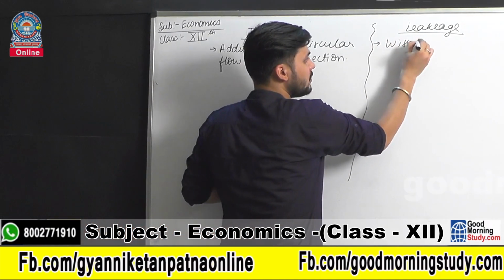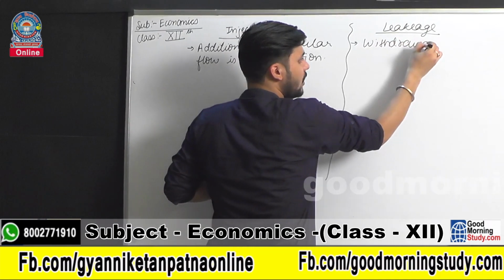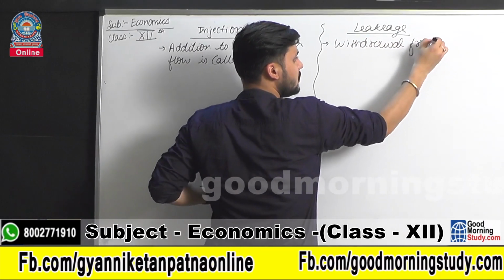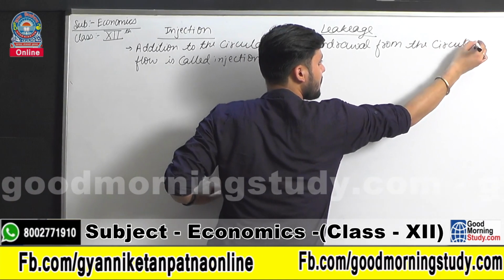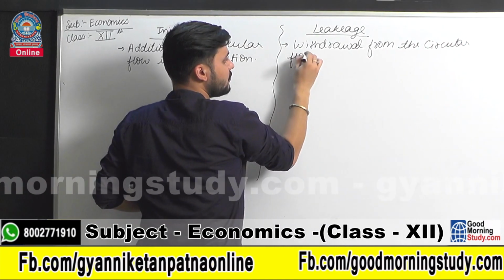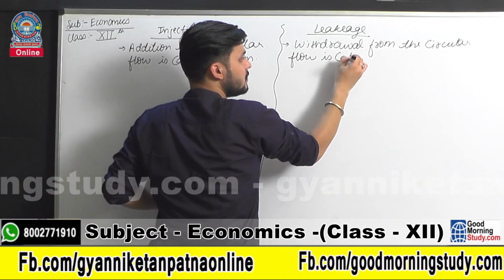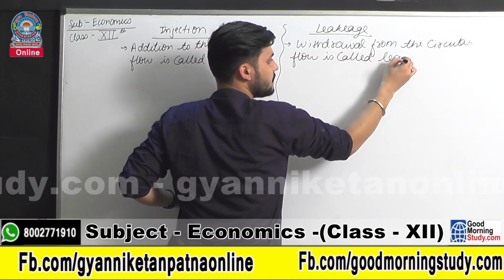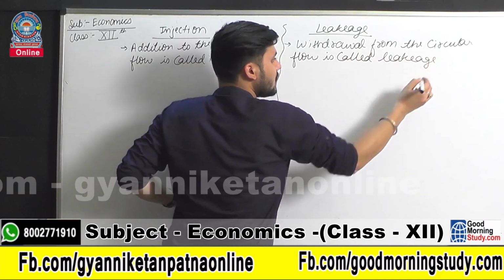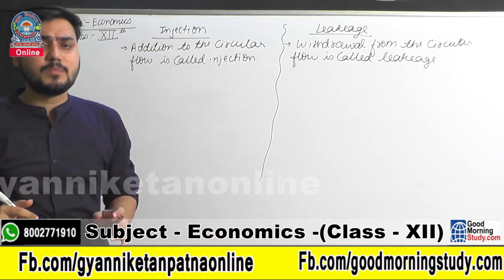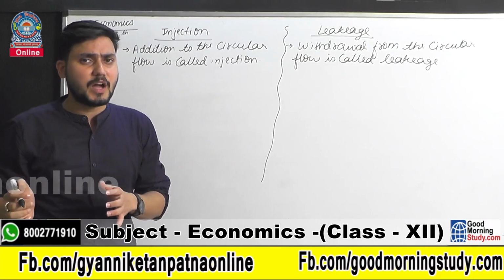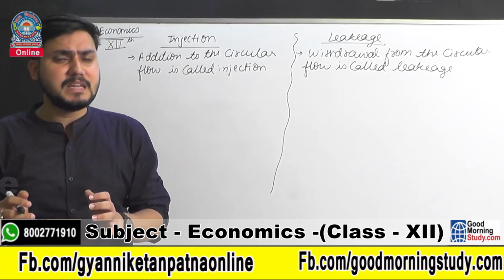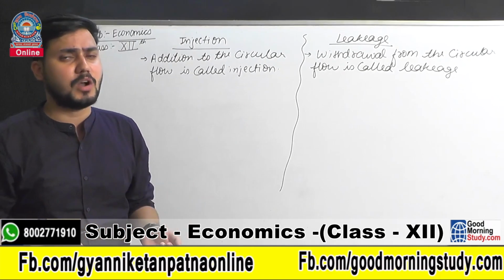Withdrawal from the circular flow is called leakage. If there is outflow of money from the economy, it is called leakage. If the money is withdrawn from the economy, it is called leakage, and if money is injected to the economy, it is called injection.